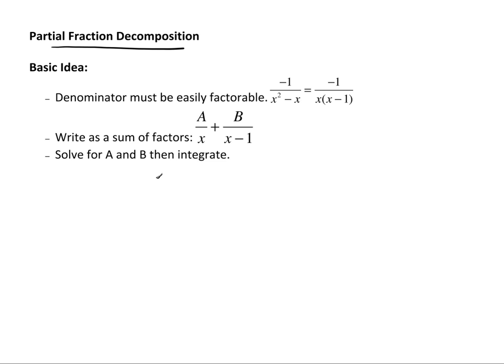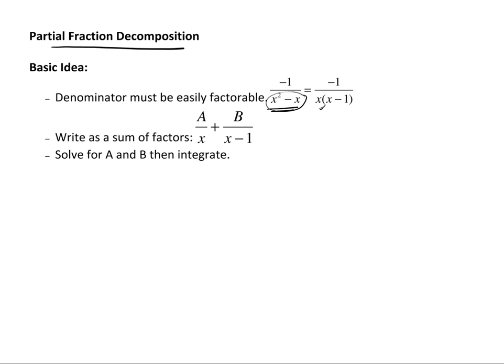So let's walk through this with the basic idea, and then we'll step by step explain what needs to be done. First of all, I need my denominator to be easily factorable. If I can't factor this, then it's going to fall apart on me. This factors very nicely to x times x minus 1. Now I'm going to write it as a sum of factors.